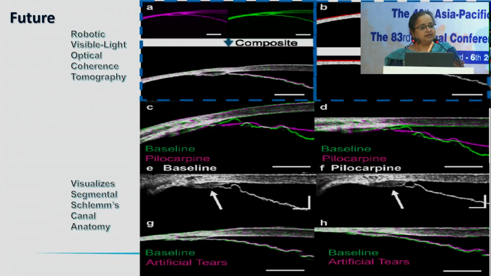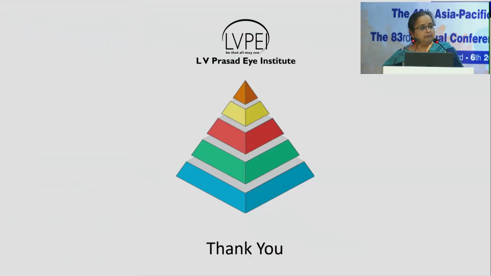And this is something that's coming up in the future, which is called robotic visible light OCT. This visualizes the Schlemm's canal in different segments and then creates a 3D reconstruction of how the Schlemm's canal is in all those regions. So this is actually like seeing inside the eye, before and after your procedure, what has happened to the Schlemm's canal. So this is something that's coming up. It's a doubt how much it will be available in India and when it is going to come.